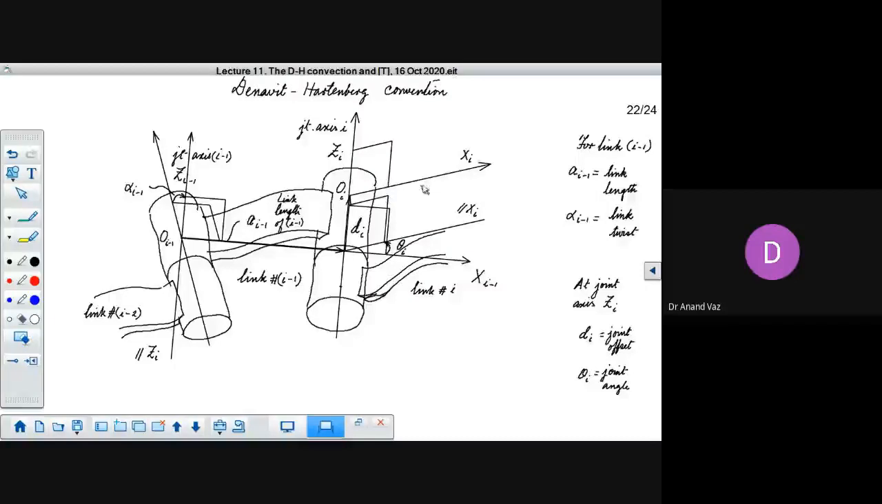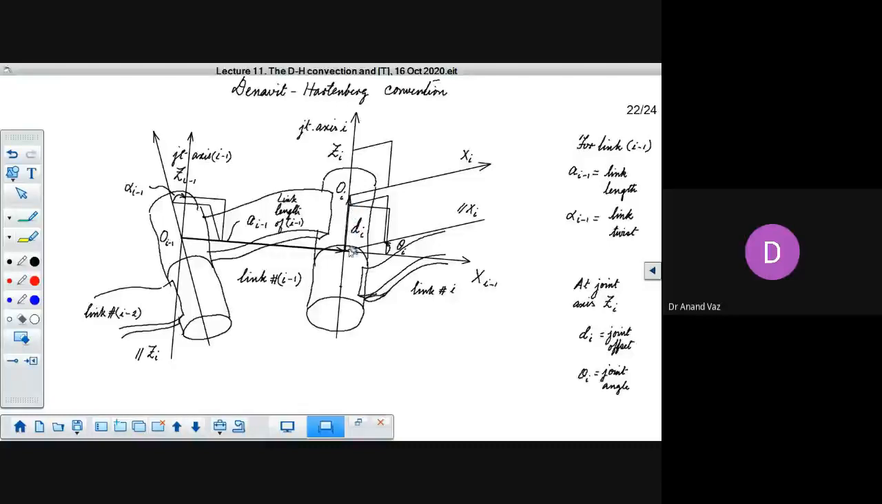If we draw a line parallel to xi at this location, we will be able to obtain the joint offset. The joint offset is the distance measured along the zi axis. You can keep your thumb oriented along the positive direction of the zi axis and measure the distance from where xi minus 1 intersects the zi axis to where xi intersects the zi axis.